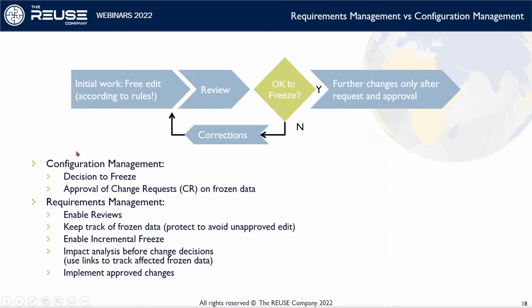So this is an interaction between configuration management and requirement management. Configuration management, their task is to decide when some sort of data should be frozen according to reviews and so on. And also further on, when there is a change request, there should be an approval for a change request before the changes are implemented. And requirement management will enable things. We will enable reviews. We will keep track of what data there is to change, which is frozen, which is not. We should be flexible enough to have some sort of incremental way, so we don't need to do this in one single large step.